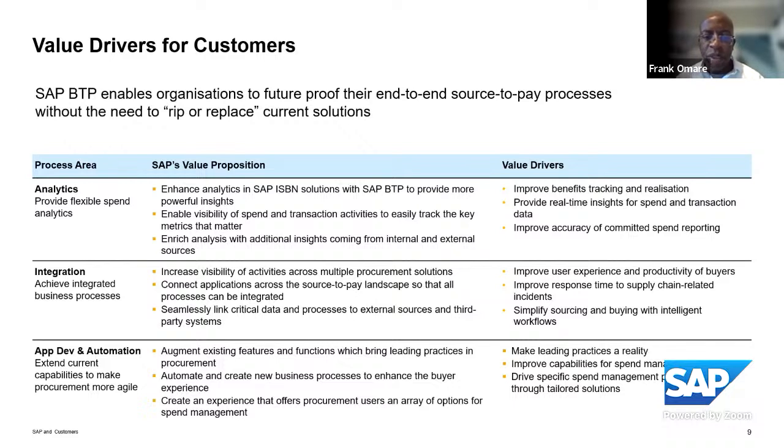Application development automation: we're able to augment existing features and functions, which bring leading practices in procurement that are specific to that organization. We're able to automate and create new processes, as I mentioned before. It's also about creating an experience for that organization which is unique, and it helps to bring leading practices into the scope of the organization. And you're able to improve the capabilities of your spend management performance.